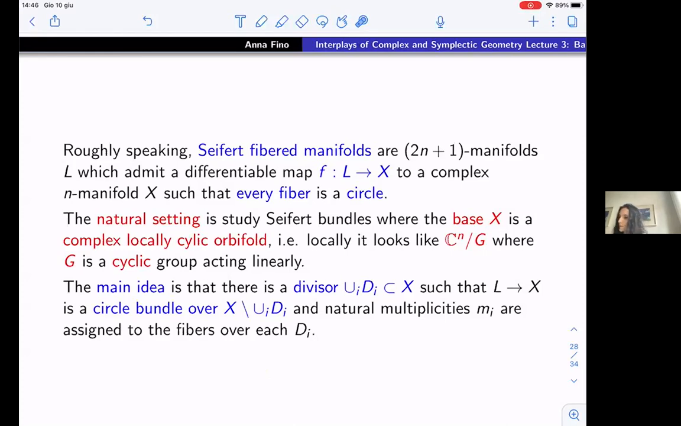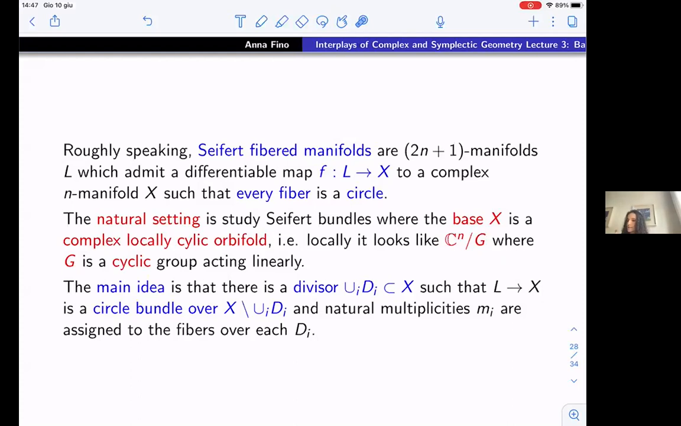Roughly speaking, we have a 2n+1 manifold which admits a differentiable map to a complex n-manifold such that the fiber is a circle. And outside the singular points, you have a usual S1 bundle. The natural setting is to take our base to be a complex locally cyclic orbifold. This is very simple from the point of view of orbifolds, because locally it is a quotient of C^n by G, where G is just a cyclic group.